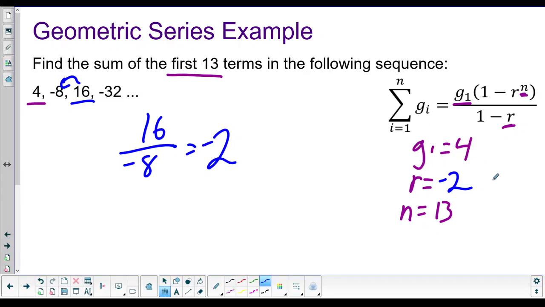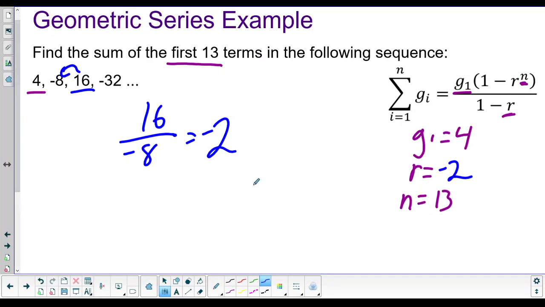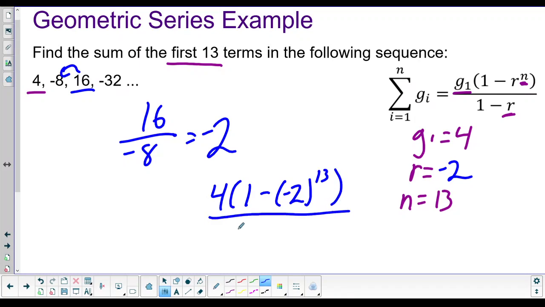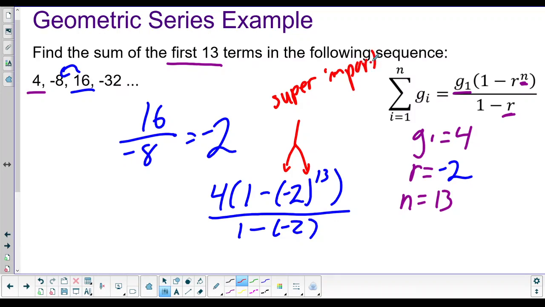All right. Let's plug these 3 numbers into this formula and then use our calculator to simplify. So we're going to have 4 times 1 minus (-2) to the power of 13, divided by 1 minus -2. These parentheses, just in case you weren't paying attention in the last video, super important. If you don't have those parentheses, you'll get the wrong answer when you type it in the calculator because it will do 13th power to the 2 and then do something funny. If you don't have these parentheses, sometimes you will get the wrong answer.